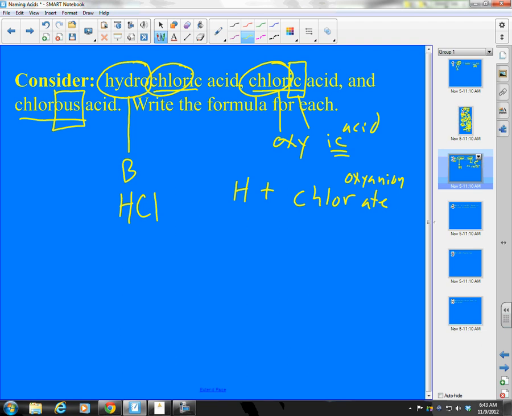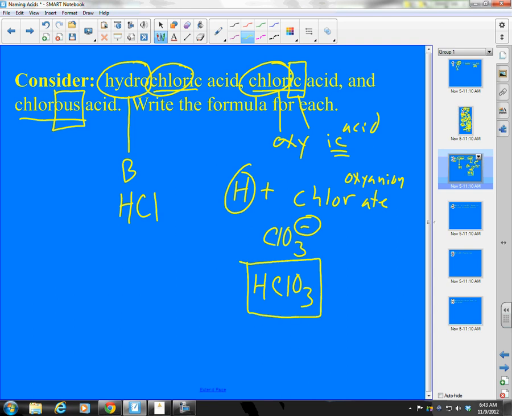What's my formula for chlorate? ClO3 minus. If it's 1 minus, how many hydrogens do I need? 1. So it'd be HClO3, which is the formula for chloric acid.